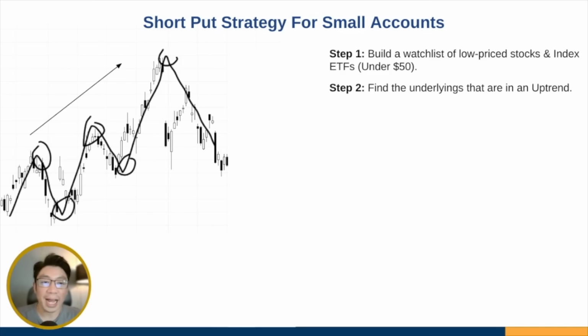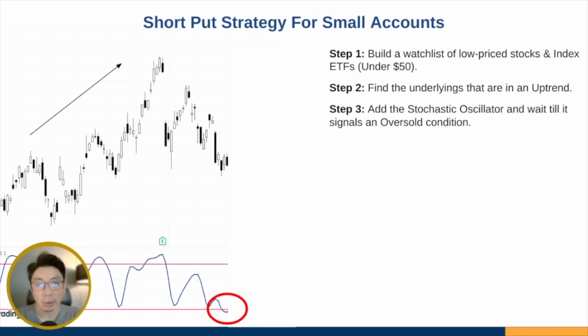So once you've found the underlyings that are in an uptrend, now this is where you get into step number 3 and you add the indicator that's called the stochastic oscillator, right? So the stochastic oscillator basically is an indicator that tells you whether the market is in an overbought or oversold condition, right? So as you can see down here, I've already attached this stochastic oscillator at the bottom. So basically what you'll see is that if this blue line goes above the red line at the top, then this is what is called overbought. But if it goes below the red line at the bottom, then this is what is called oversold.